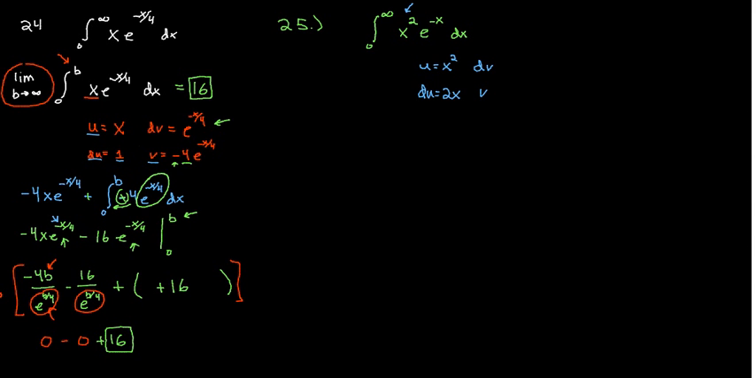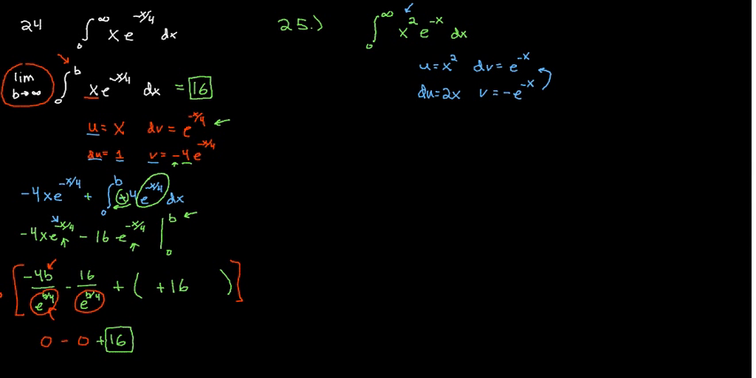dv is equal to e to the negative x. That means v, again I'm going to do this u substitution in my head, is negative e to the negative x when I take that integral. If you want to check that, you can always take the derivative and come back this way just to check your answer. Again, it's helpful to be able to take that simple integral with the u substitution in your head.